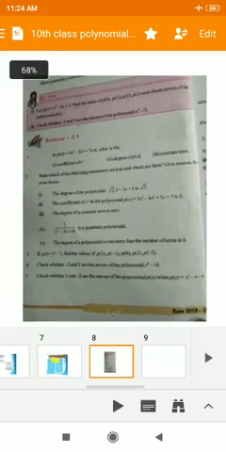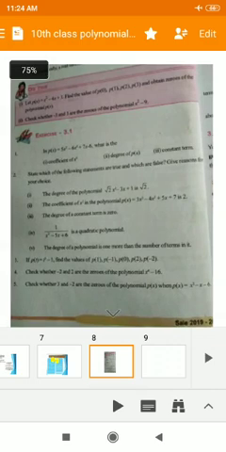Next one is a homework, children. If you are having textbook, it is page number 54. Do these problems and exercise 3.1 is there. If you are not having textbook, copy these problems after your notes and do these problems.